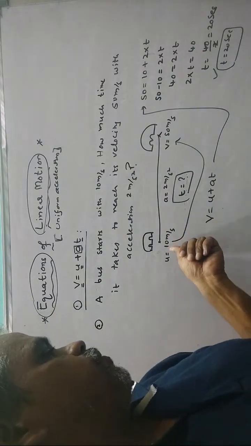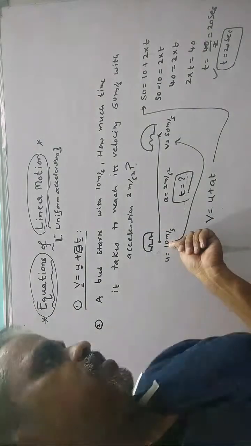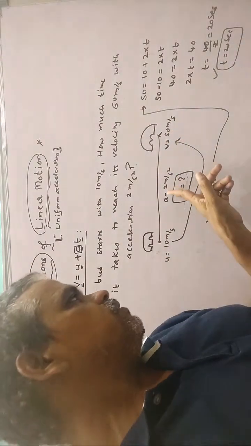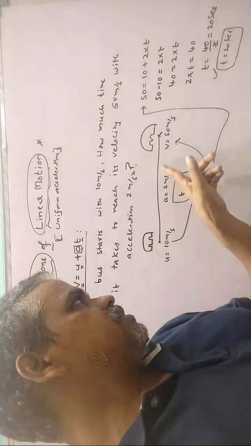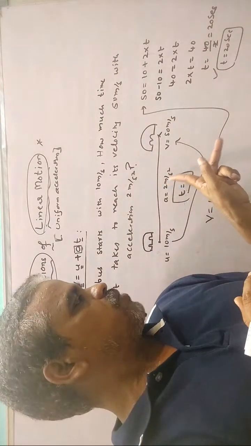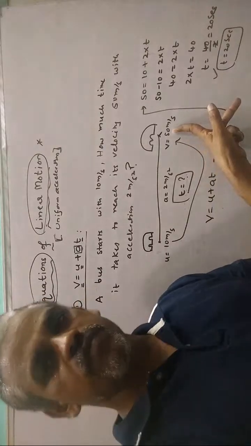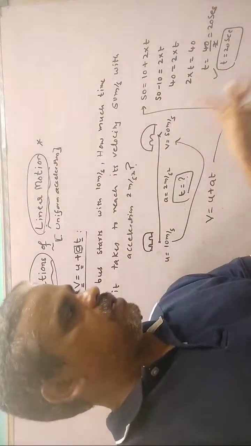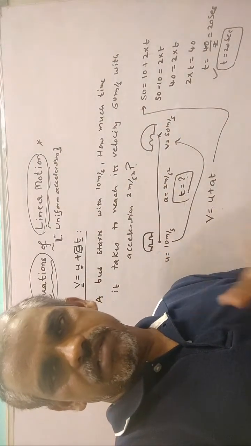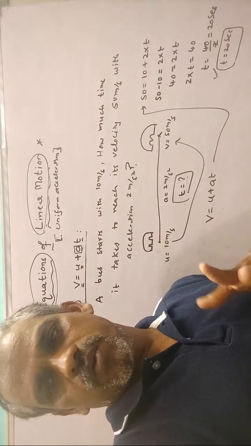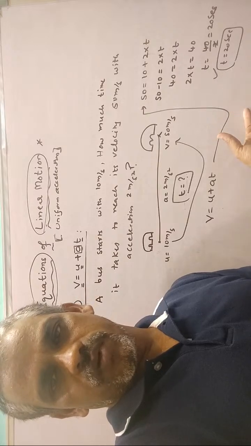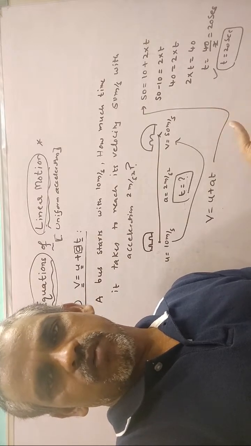That means if the bus starts with 10 meter per second, in 20 seconds the velocity increases to 50 meter per second when the body is accelerating with 2 meter per second square. Only if the body is accelerating with 2 meter per second square does the bus reach 50 meter per second. Here we got t equal to 20 seconds. This is simple, you also already did. If you have any doubt, you can ask me in the text box. Okay, if you copied this problem, say yes, then I will go to the next problem.